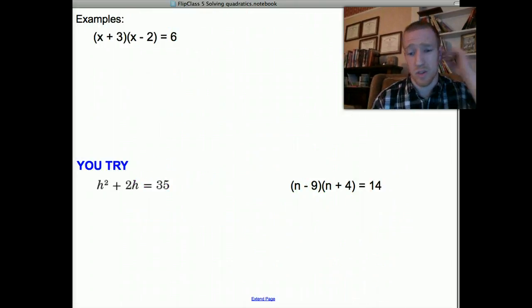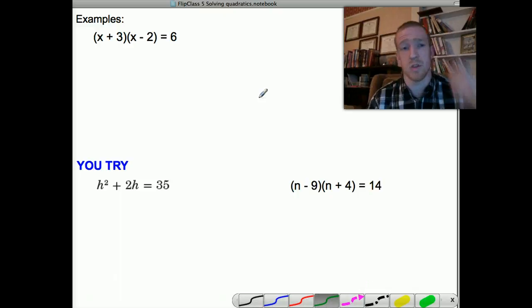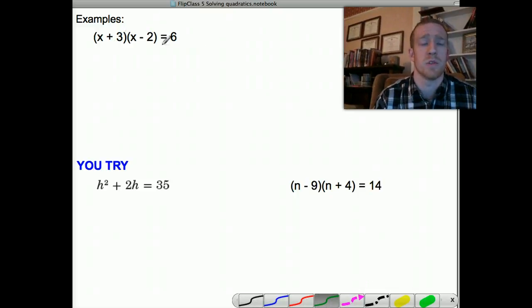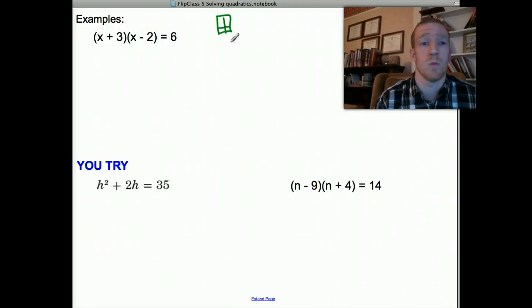Just so you can see another example, we need to set this equal to 0, but look at, this is already in its factored form, but I can't set these equal to 0. And I can't set these equal to 6. That doesn't work either. Right? Because if I set this equal to 6, 6 times anything is not 6. So what I'm going to make sure I do is FOIL this out. So you can FOIL it or use the box method, whichever you like.